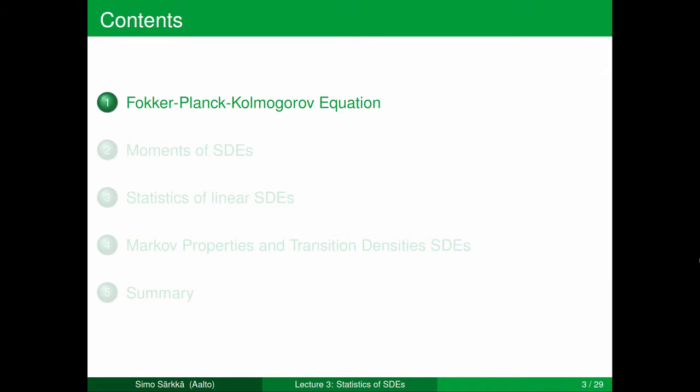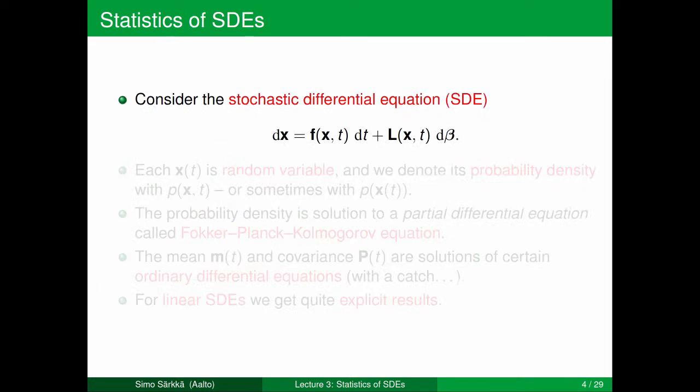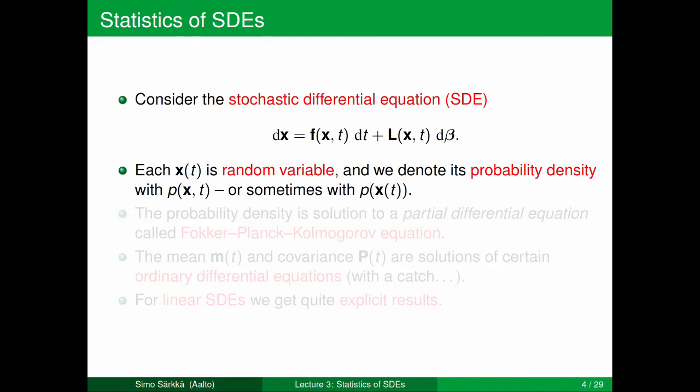Let's now start with the Fokker-Planck-Kolmogorov equation. Start by considering the following stochastic differential equation, which is dx equal to f of x and t dt plus L of x and t times d beta, where beta is a vector of Brownian motions. Now each x with fixed t is a random variable, which has a certain probability distribution. The probability density of this distribution is denoted with p of x and t, or sometimes we write p of x as a function of t.